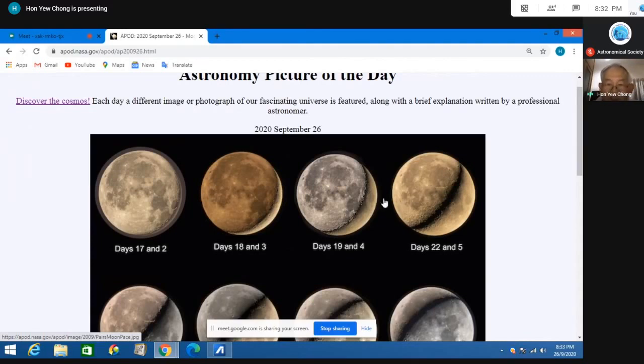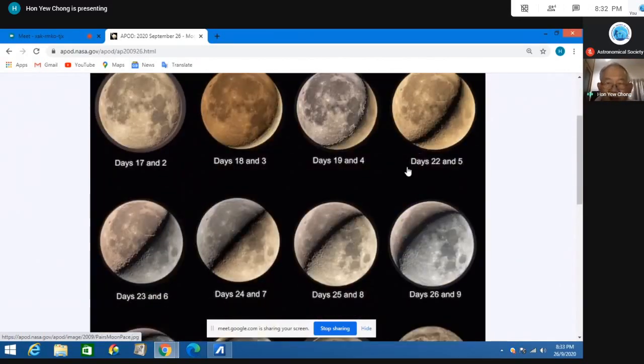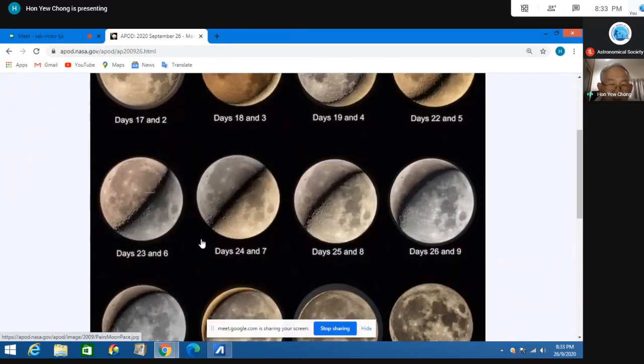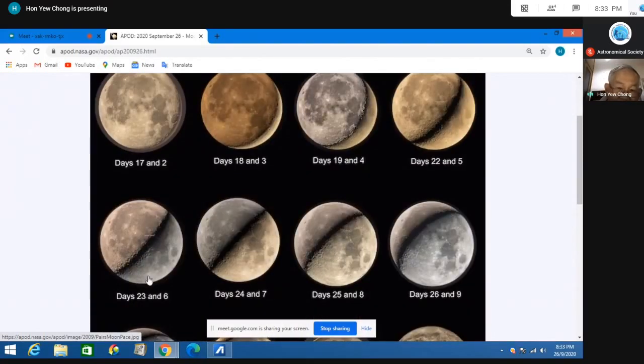And then you see she processed it such that you see a dark line. This is not a terminator. This separates the bright part and the dark part of the 5th day of the lunar month. And that's how you continue: day 22, day 5, day 23, day 6, day 24, day 7. And then you see the curvature change. At first it's curved like that, now it's about straight, now curved the other way.